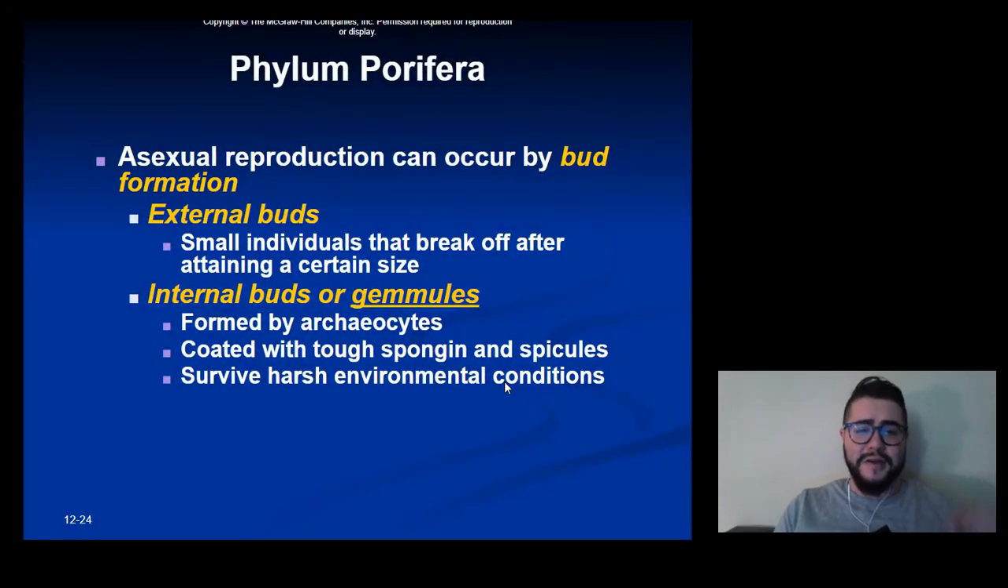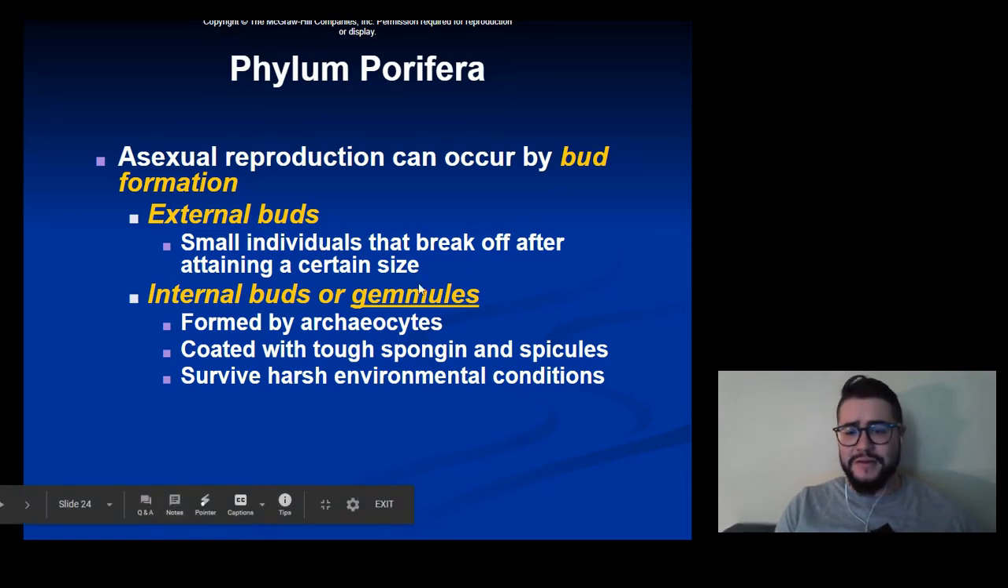So sponges have the ability to reproduce both asexually and sexually. Asexually, it can be done by budding, where they can grow an external bud. It breaks off at a certain size and it grows into a copy of that original sponge. But they can also make internal buds too, called gemmules.